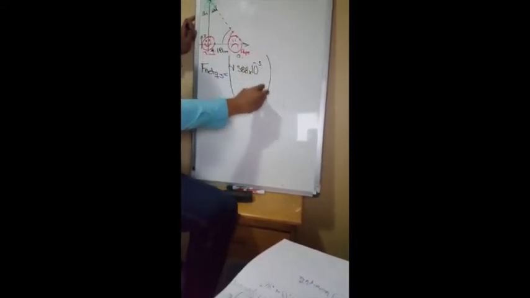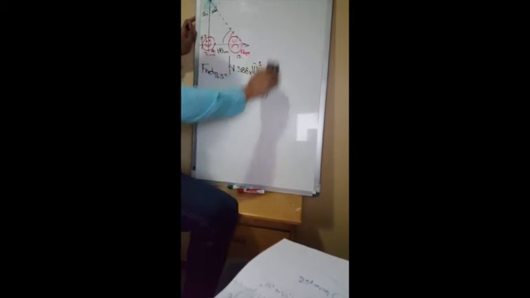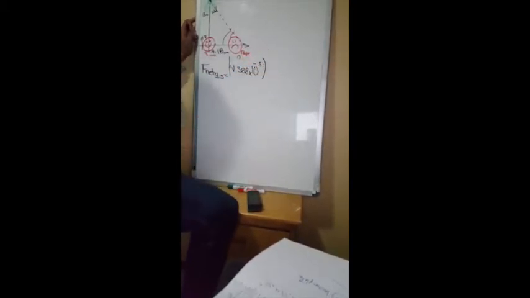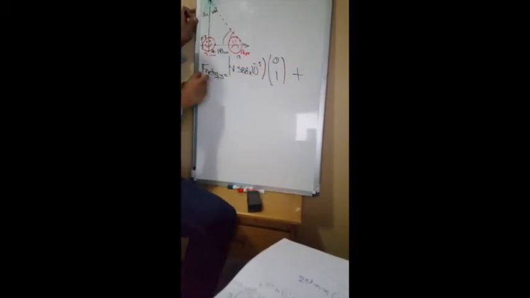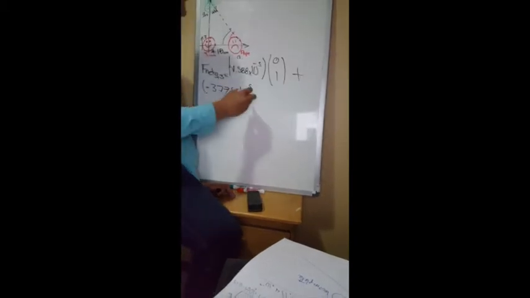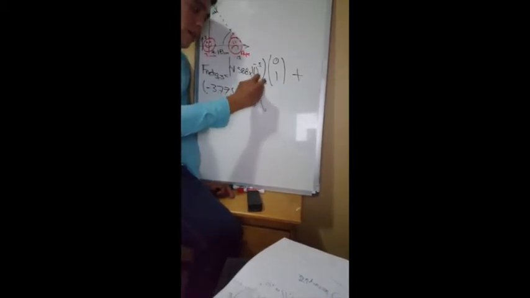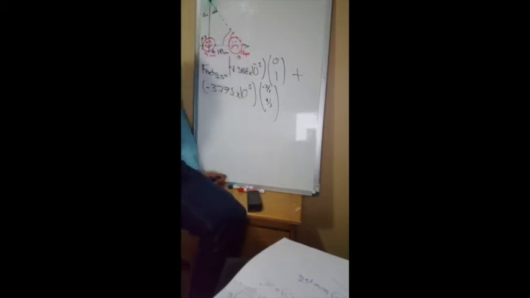This is like the unit vector. Not a unit vector, I made a mistake, I'm sorry. And this one is going to be multiplying the unit vector, which is (0, 1), and this one will be plus. And then we have minus 3.775 times 10 to the 5. This minus is because my second charge is negative. So this one we're going to multiply by the unit vector, which is negative 3 divided by 5, 4 divided by 5. Okay, this is my unit vector.